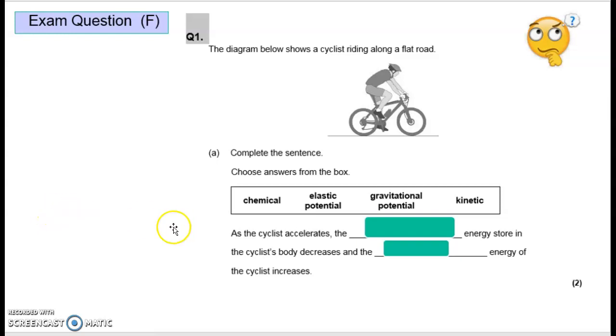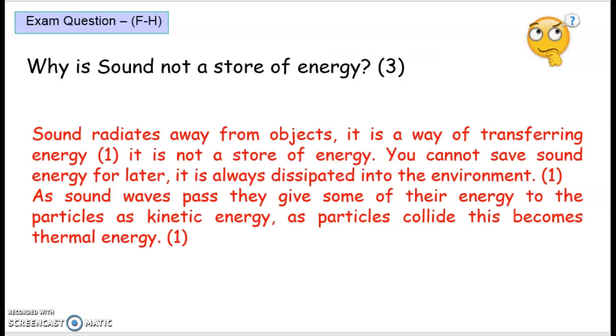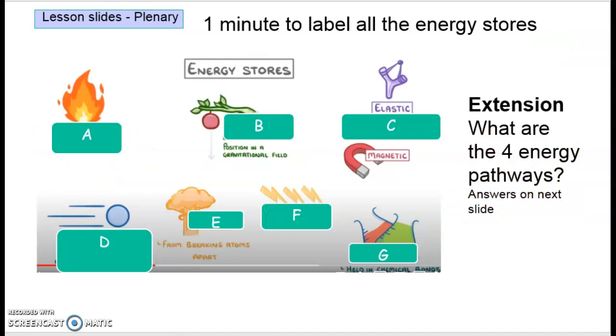The diagram below shows a cyclist riding along a flat road. As the cyclist accelerates, what energy store in the cyclist's body decreases, and what energy store increases? Okay, so they're accelerating. That means getting faster. So, the chemical energy store in the cyclist's body decreases, and the kinetic increases, because he's going faster. Okay, so that kinetic energy store is going to be increasing. Okay. All right, now I'm going to skip that question there. I'm going to go straight to this one.